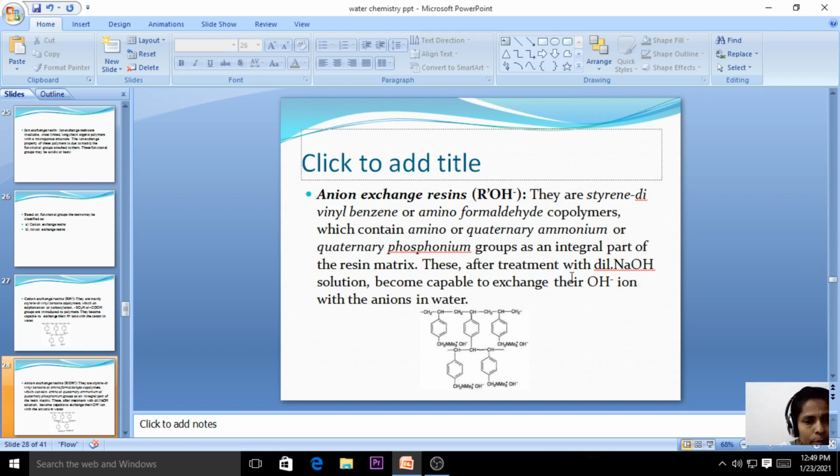These, after treatment with dilute sodium hydroxide, become capable of exchanging their OH- ions with the anions in the water sample. So initially these are bonding with these groups, but when these are treated with sodium hydroxide, it is able to replace OH- ions with the other anions in the water sample. So this is the structure of anion exchange resin. See, it is bonding with the OH- ions. These OH- ions are replaced with the anions in the water sample.